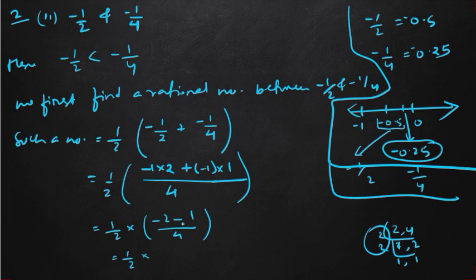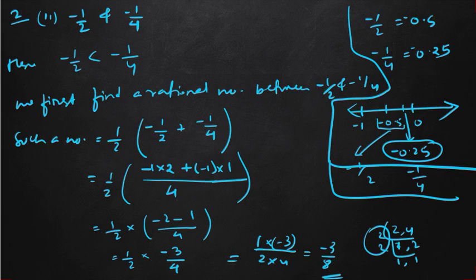So 2 plus 1 is 3, and 2 is the bigger number, so we have to keep the bigger number's sign here. So 3 by 4, so the answer will be 1 into minus 3 divided by 2 into 4. So the answer will be minus 3 by 8. So this will be our first rational number between minus 1 by 2 and minus 1 by 4.